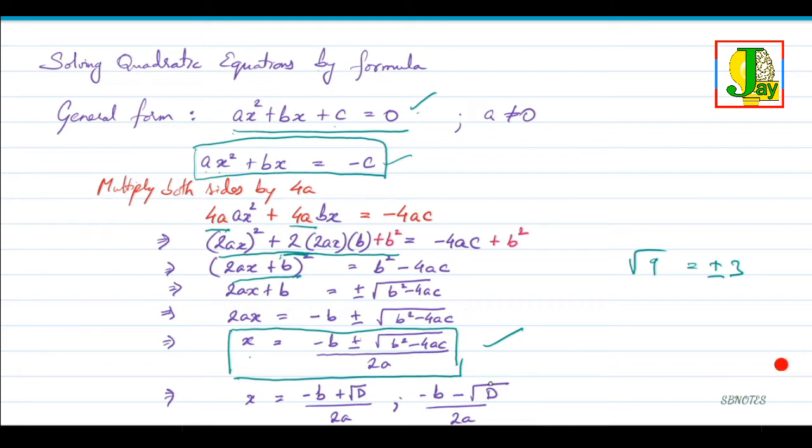And what is d here? D is b square minus 4ac, and d is known as the discriminant. This d decides the nature of the roots of the equation. So you are going to memorize this formula. It's very simple to memorize actually. Once you practice, it will be easier for you to remember.